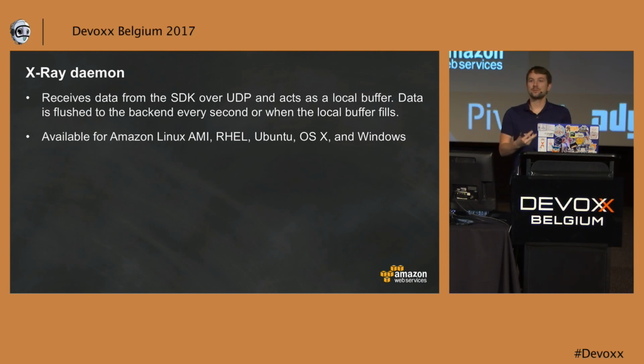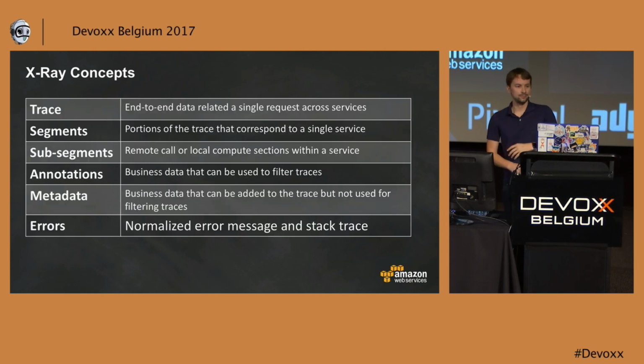I have deployed this to like multiple production services. Again, not in Java though, and I have not experienced any performance impact at all. So I have been told that there is a performance impact, but I have yet to see it. So keep that in mind. And what this daemon does is it receives information about what's happening over UDP, buffers it, then sends it off to the X-Ray service.